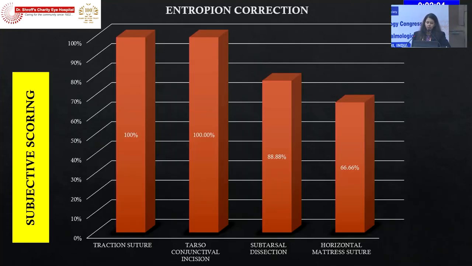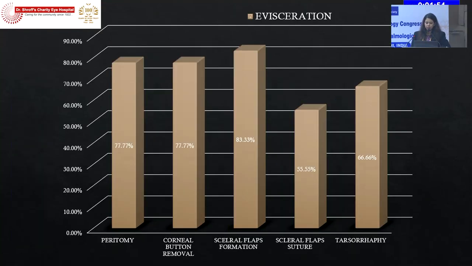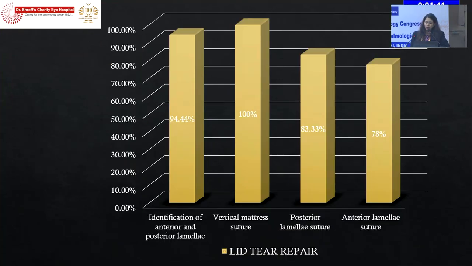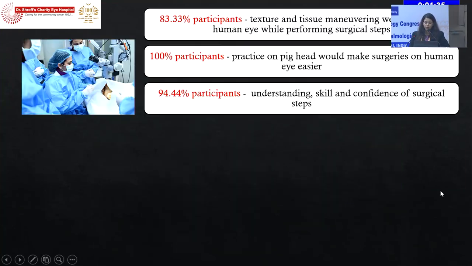Coming to the subjective scoring, we could see that the majority could do the steps, and they had some difficulty in passing the horizontal everting sutures, but that could be managed with some assistance by the faculty. Similarly, the performance was evaluated for each specific step of surgery for evisceration with or without implant, and similarly for lid tear repair. You can see that the majority of the participants were able to perform the steps of surgery on the pig model.